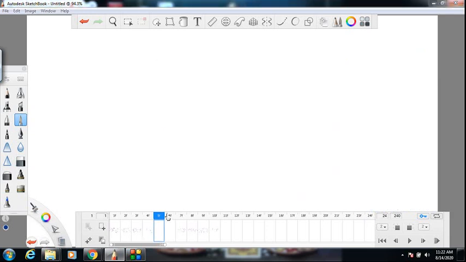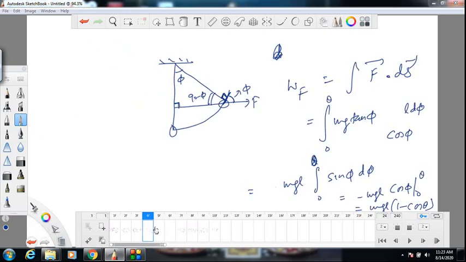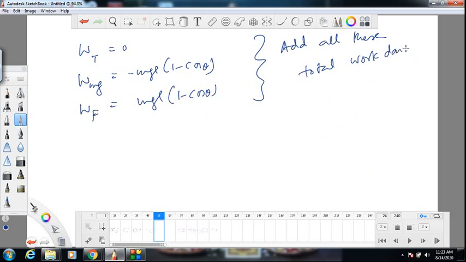So you see, I have got all the three. Work done by tension is 0 in this process. Work done by mg is minus mgl into 1 minus cos theta. Work done by F is plus mgl, that's what I got, into 1 minus cos theta. Something very strange, if you add all these, the total work done is 0. This is very interesting. We will explore this later.